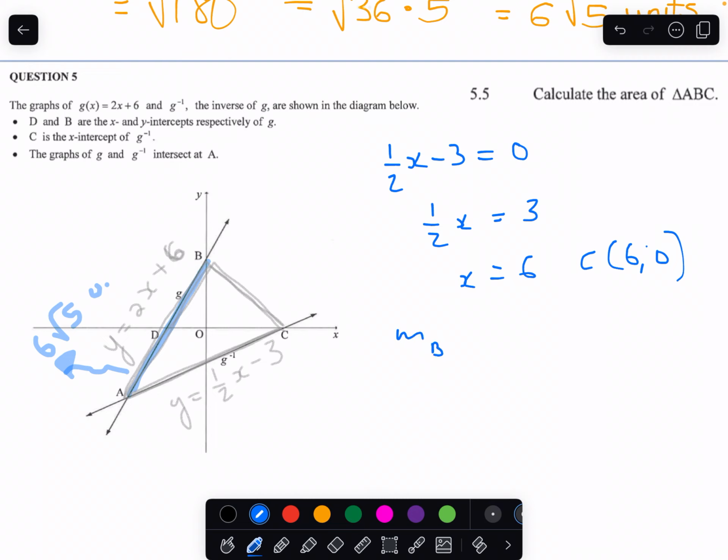And the gradient of BC would be 0 minus 6. No, what am I doing? So B is (0, 6). This is (6, 0). Okay, yeah, cool. So the y-coordinate of C minus the y-coordinate of B, over the x-coordinate of C minus the x-coordinate of B, oh my goodness. So that will be minus 6 over 6, which is minus 1. The gradient of this guy is 2. So minus 1 times 2 does not give me minus 1. So they are not perpendicular, which is absolutely sad.